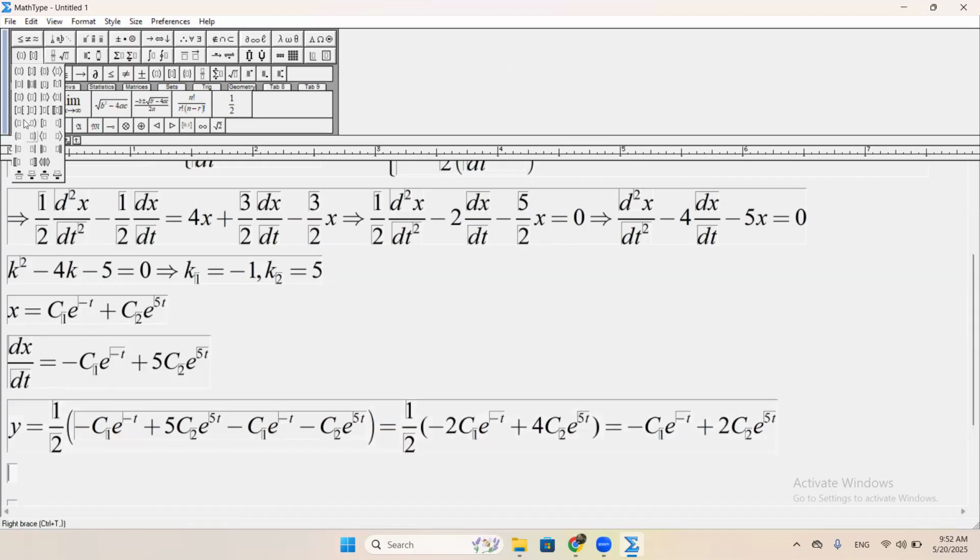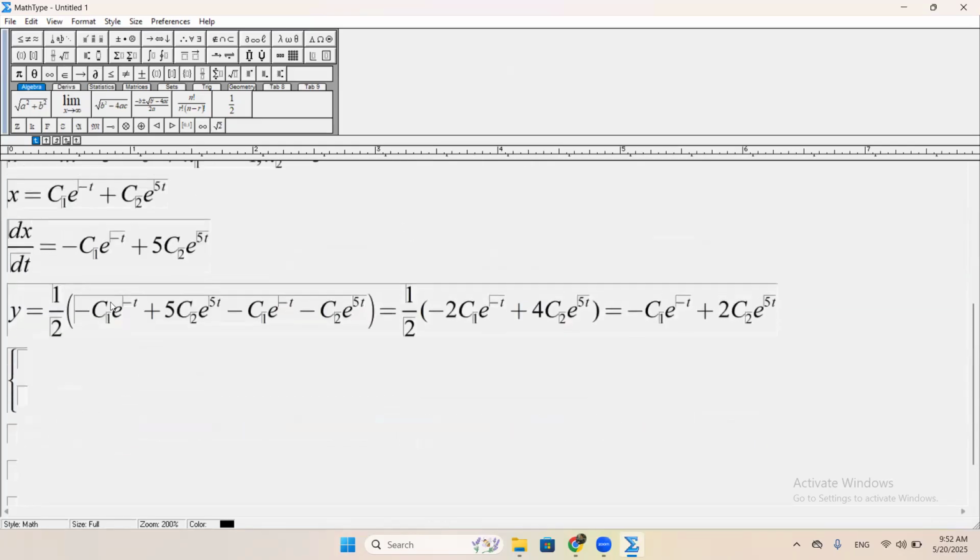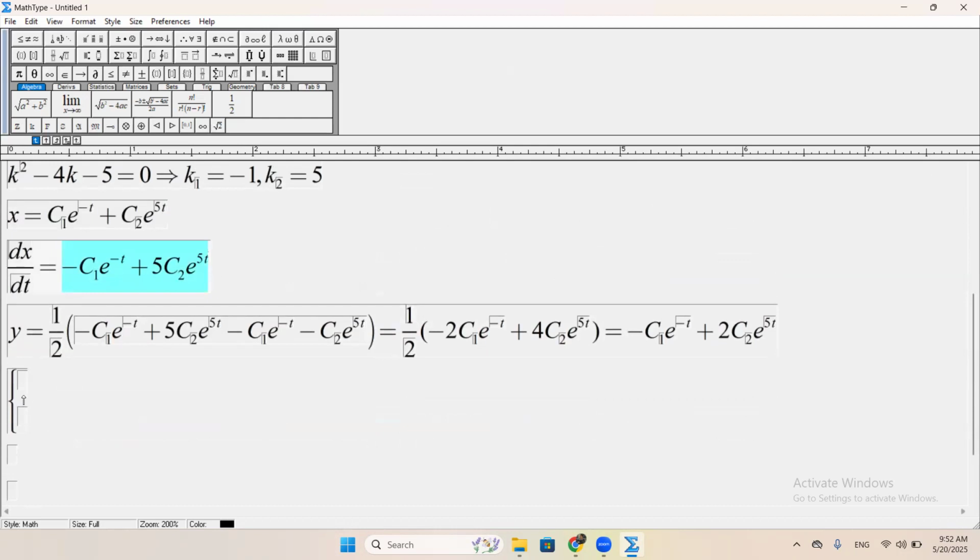So the final answer will be the following. Okay, stop. It is a derivative, but I need the function. So x equals c1 e in power of minus t plus c2 e in power of 5t, and y equals minus c1 e in power of minus t plus 2c2 e in power of 5t. This is the final answer. Any questions about this exercise?